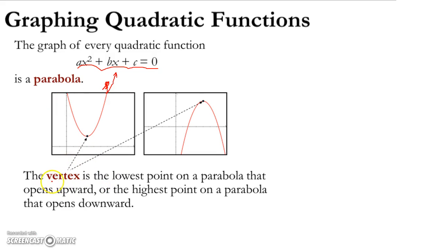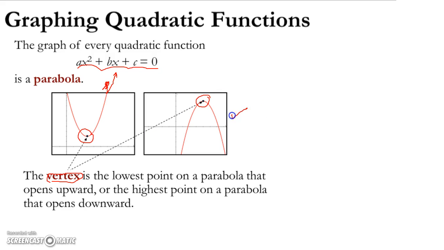And the vertex is the lowest point on a parabola that opens upward, or the highest point on a parabola that opens downward. So it's your minimum or your maximum value for the y. So your vertex is either a minimum or it's a maximum.